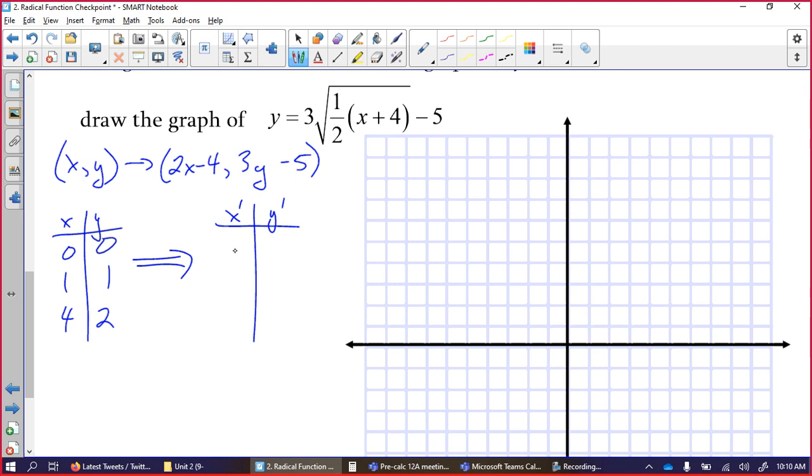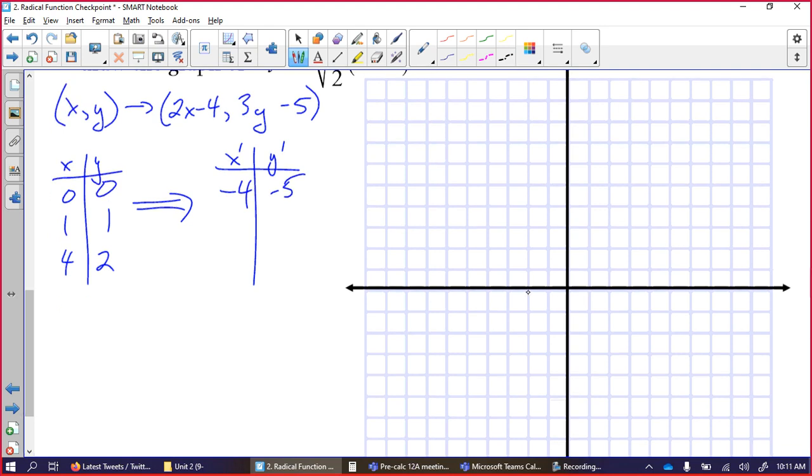Two zeros is 0, minus 4. 3 minus 5 is negative 5. Negative 1, 2, 3, 4. 1, 2, 3, 4, 5. All right. 2 times 1 is 2. 2 minus 4 is negative 2. 3 times 1 is 3. 3 minus 5 is also negative 2.